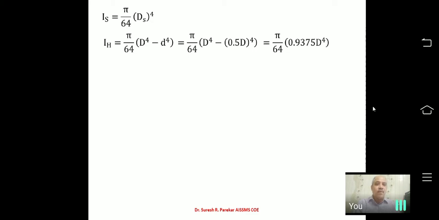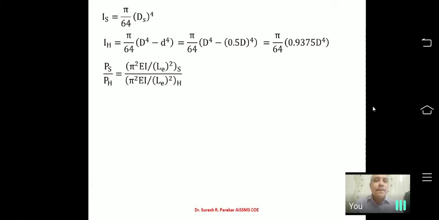Now if we go to the I values, we have I S as pi by 64 d s to the power 4, and I H as pi by 64 into (D to the power 4 minus d to the power 4). Now we know the small d value is 0.5 D, and if we substitute this, we get, in terms of capital D only, 0.9375 capital D to the power 4.